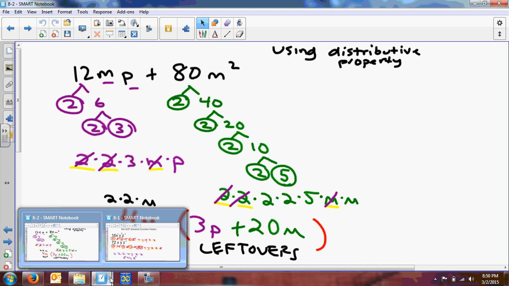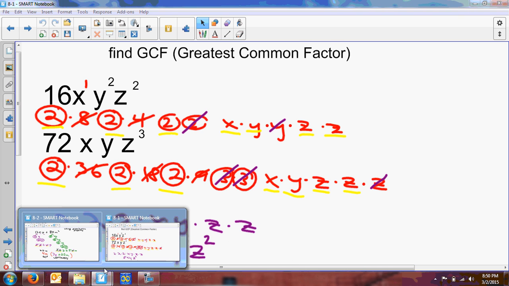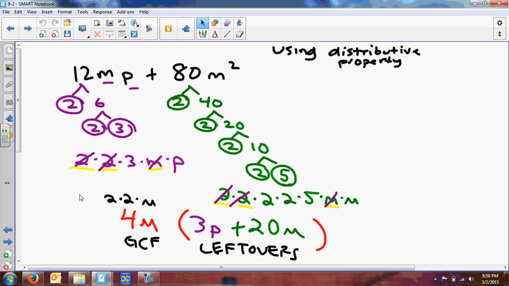Okay, now on this one here, that's where we stopped. But 8-2 is a little bit different. Okay, our leftovers are going to go here on the inside of parentheses. So 3 times p will go there. This lovely little plus sign kind of comes down here because we're adding them together. 2 times 2 is 4. 4 times 5 is 20, and that m goes here.